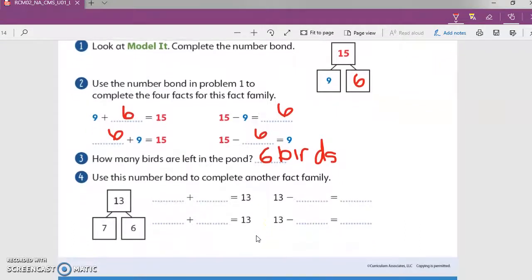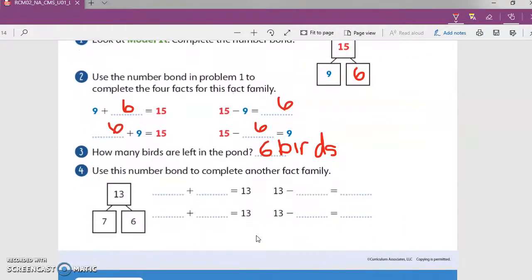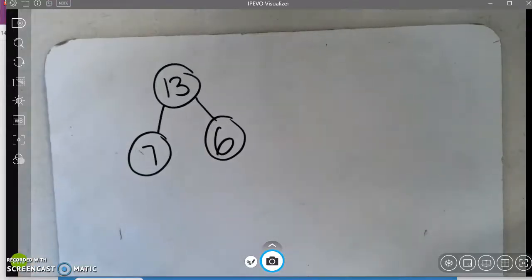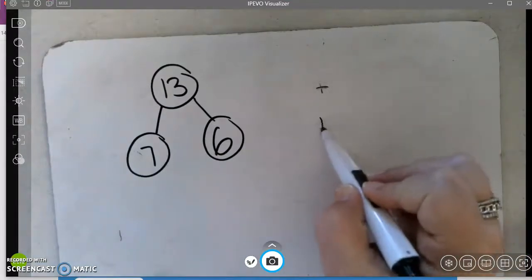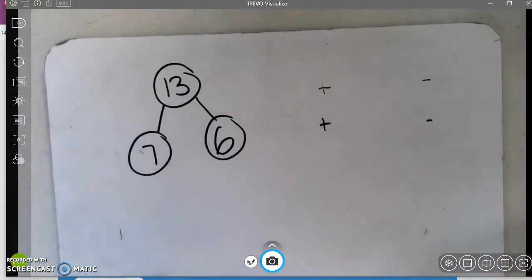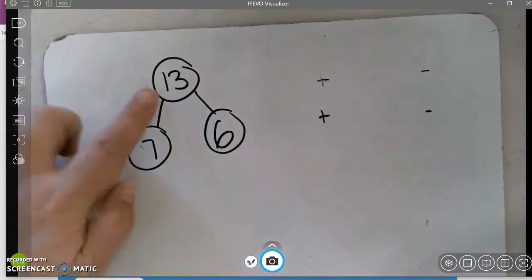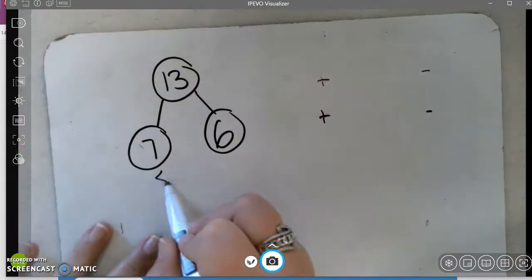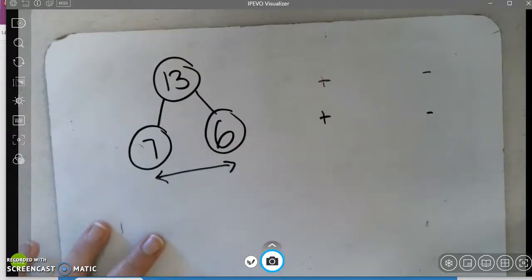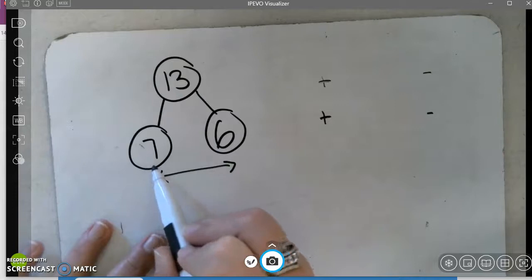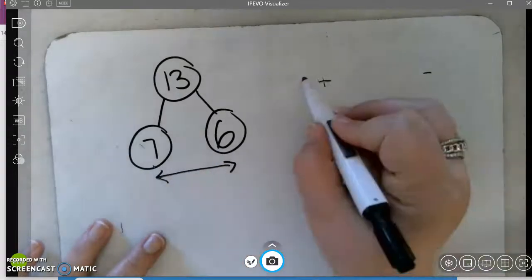So now we're using a number bond to complete a different fact family. And it's faster for me to write on the whiteboard. So I'm just going to write these numbers down over here and then switch this way. Alright, so here's my fact family. And then they have the 2 addition problems here and the 2 subtraction problems here. Okay? So for addition, remember, it goes along the bottom and it goes both ways.